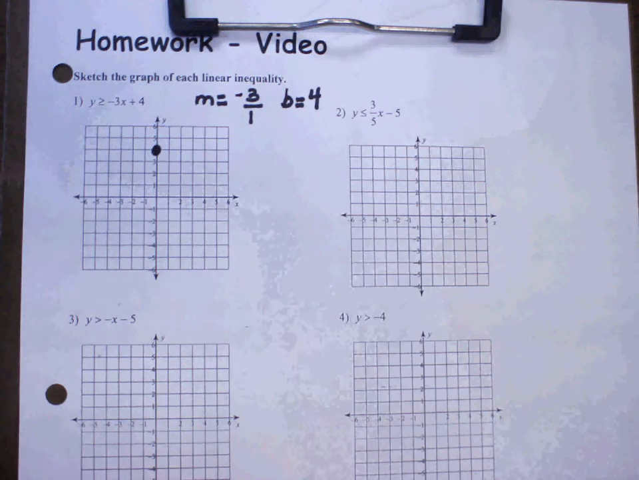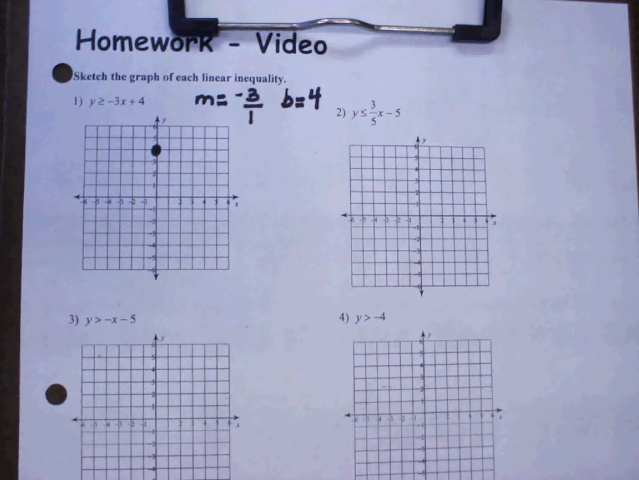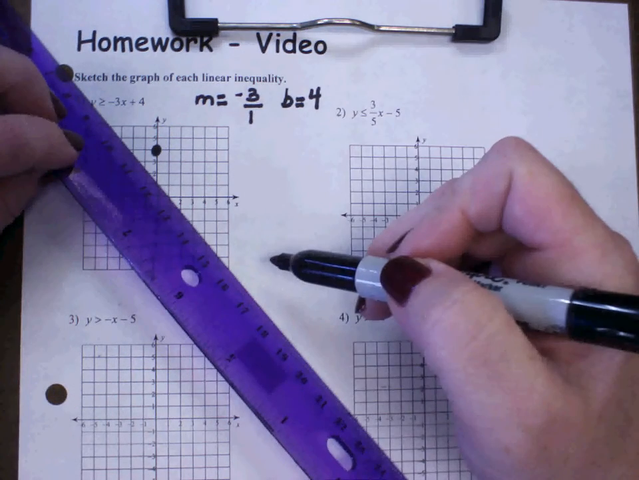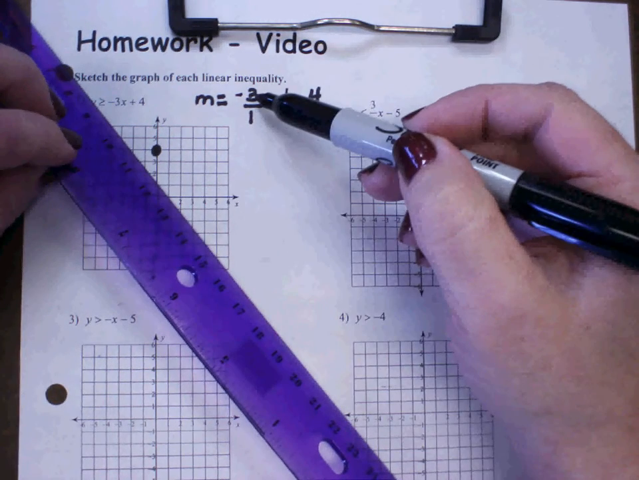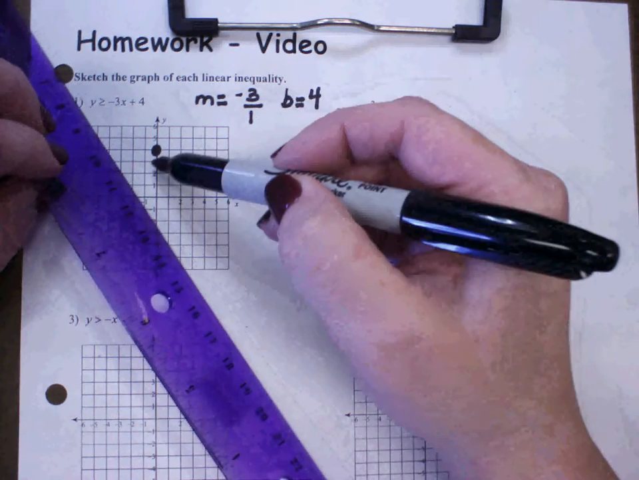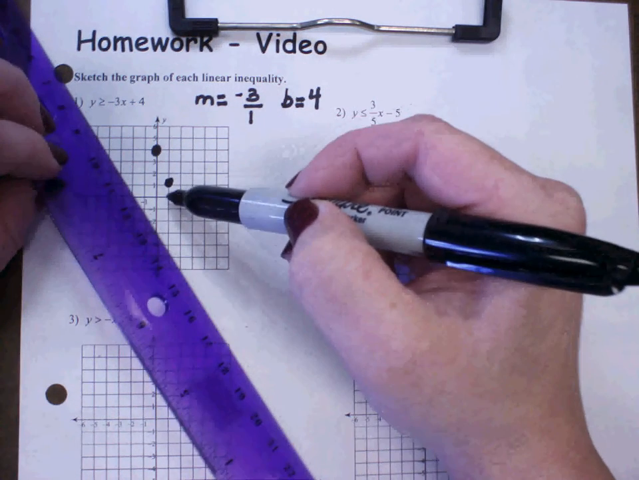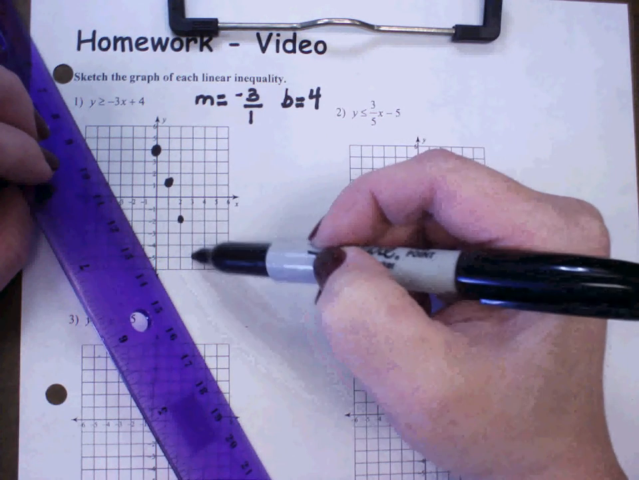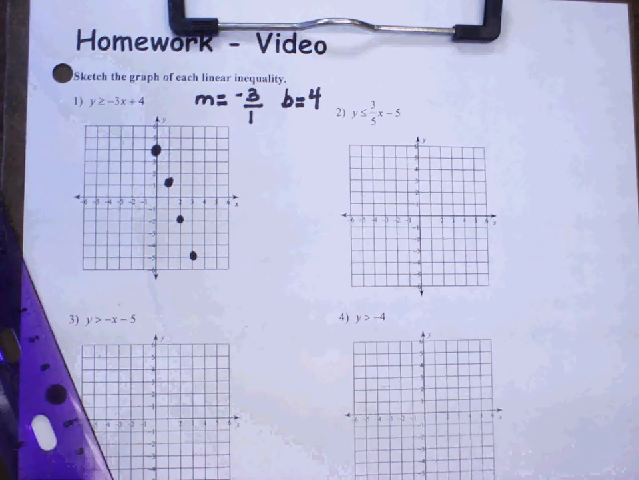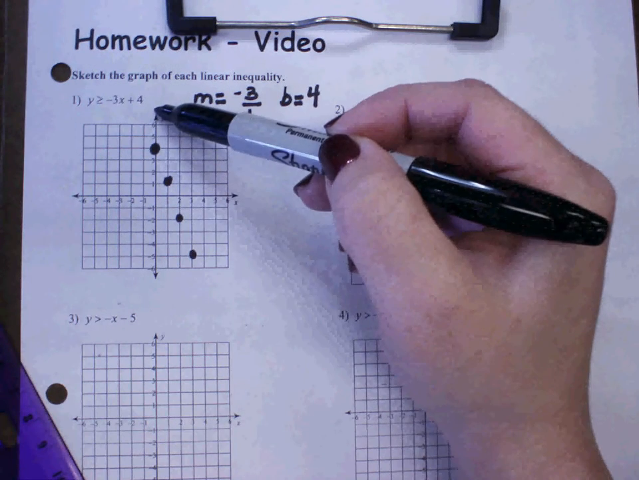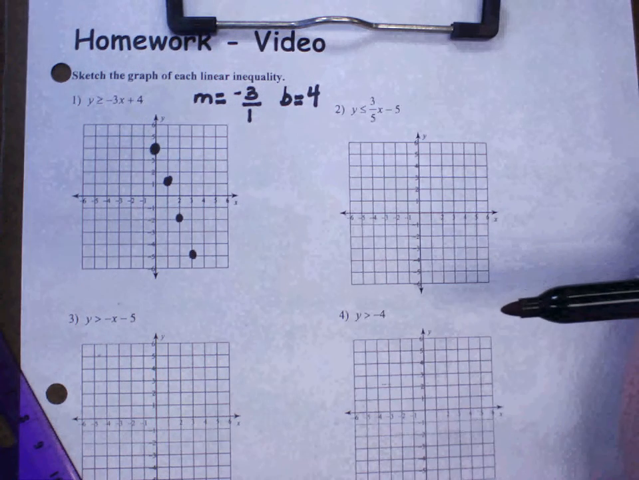Now, the line needs to go down. How many times am I going down? 3. And how many times am I going over? 1. So 1, 2, 3, 1. 1, 2, 3, 1. And then 1, 2, 3, 1. And I cannot make another one over here because I cannot go up 3, right? All right. Thank you, because you need rulers.